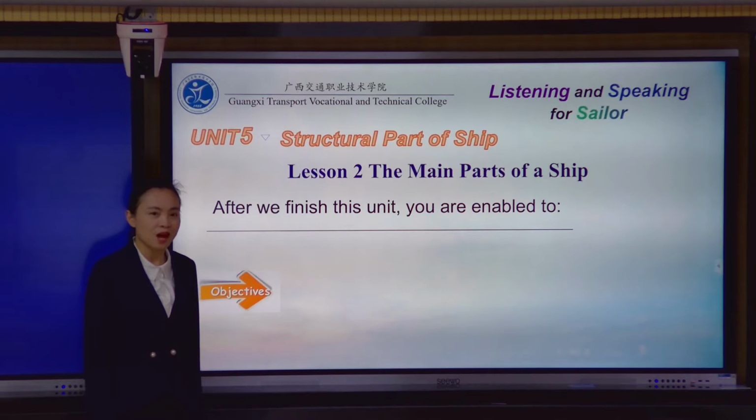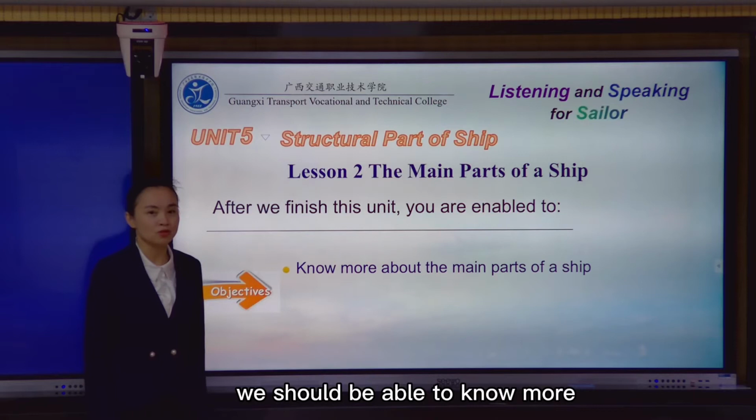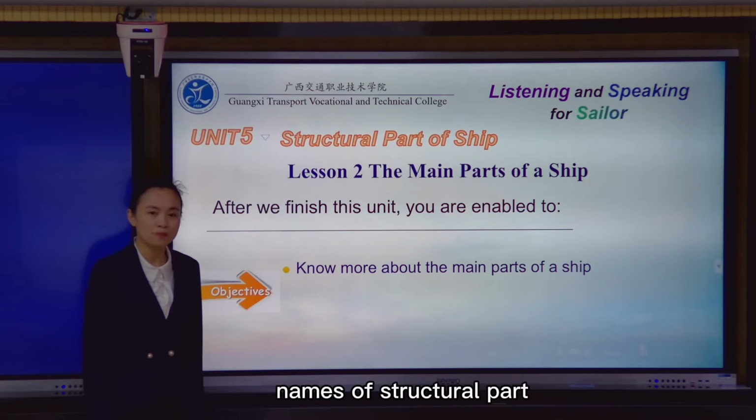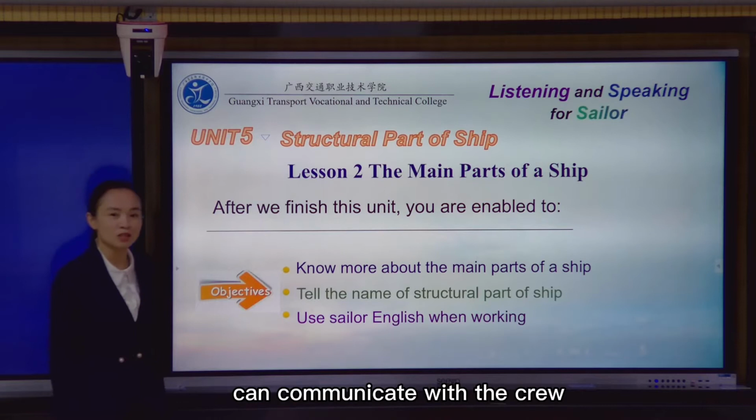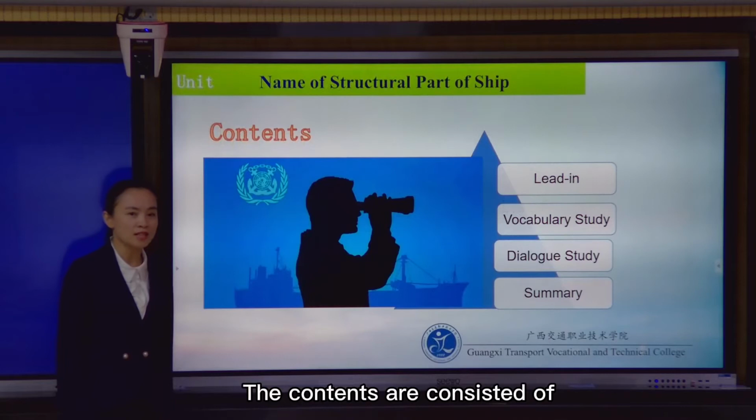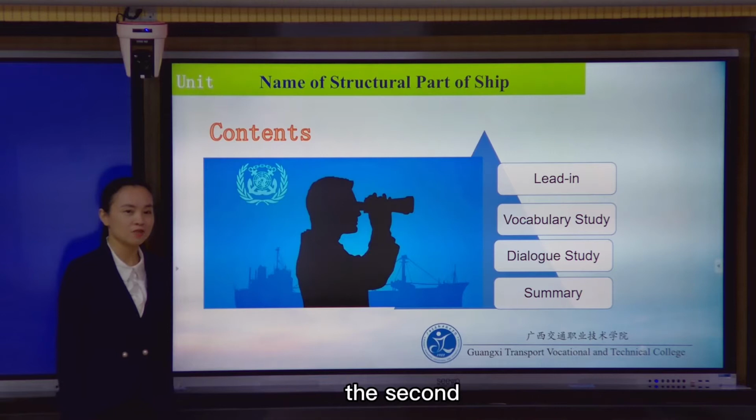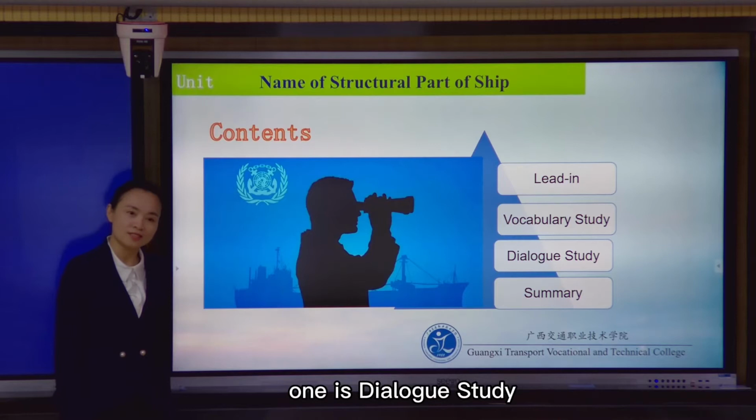After we finish the lesson, we should be able to know more about the main parts of a ship, tell some names of structural parts of a ship according to the picture, and communicate with the crew when describing places on board. The course consists of four parts. The first one is the leading-in, the second one is useful words and expressions, the third one is dialogue study, and the last one is summary.